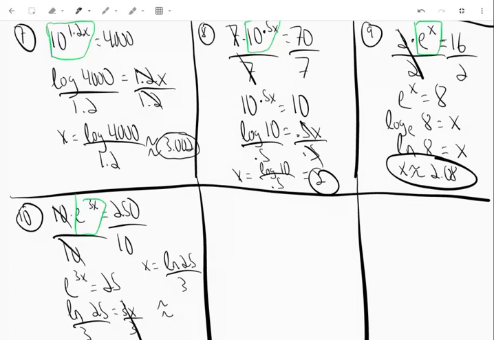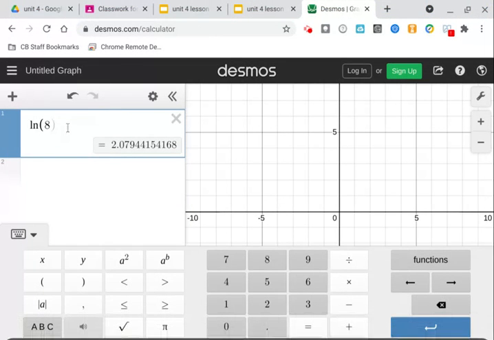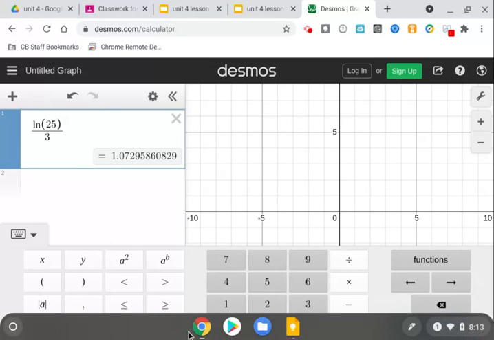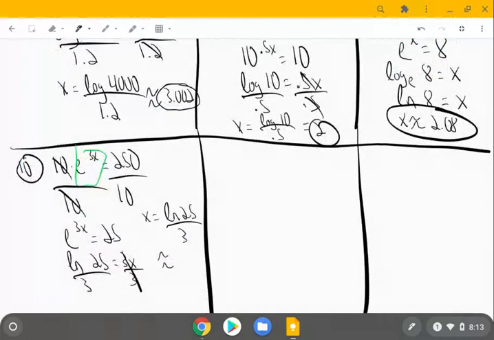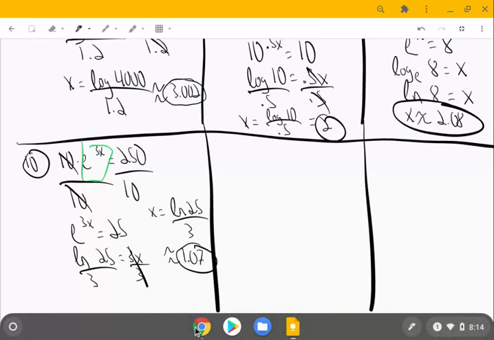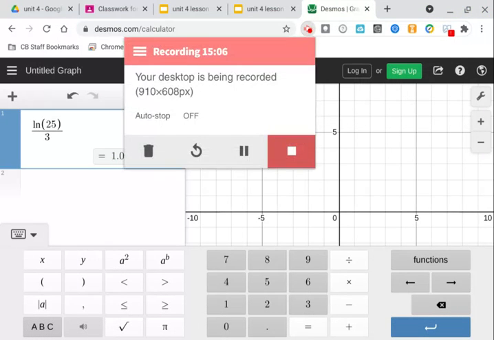If I put that in Desmos, I can go ahead and get the answer. So it'll be log base e of 25 divided by 3, and we get approximately 1.07. So x is equal to approximately 1.07, and that is it for the lesson for today. Your cool down will be 3 or 4 equations just like the ones that I just did.